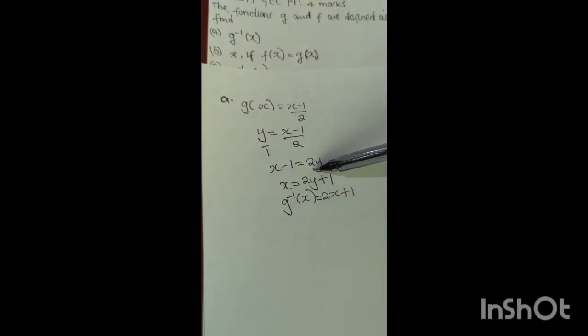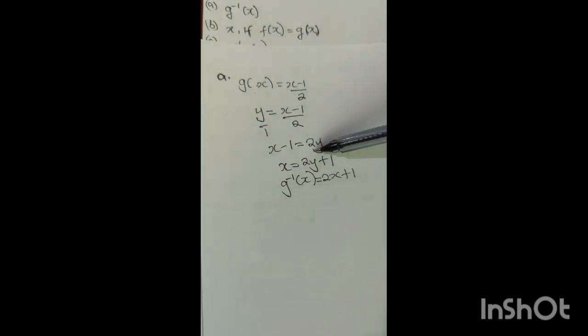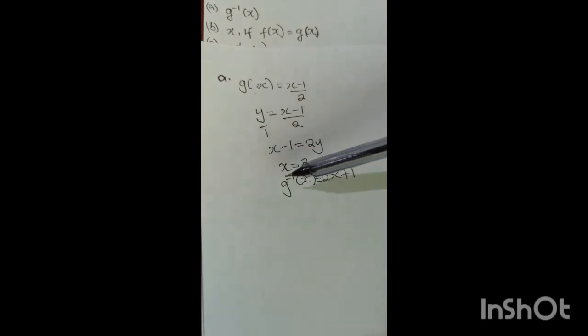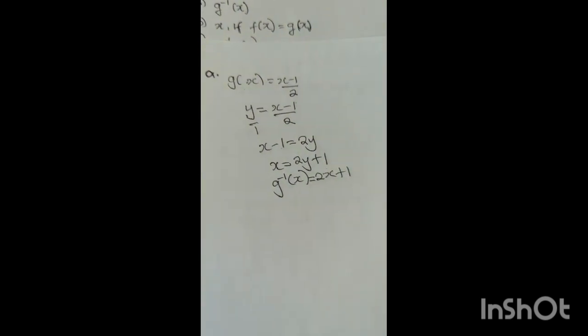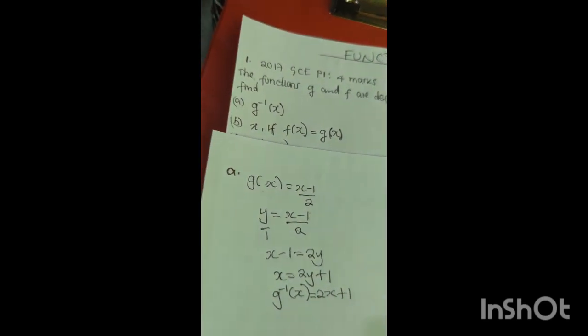This by this, 2y. Then here I want to make x the subject of the formula, meaning x should be the only thing on my left hand side. So 2y is equal to, this crossed became positive. And then now you just replace this with inverse, and then where there's y you put x, and that is it.